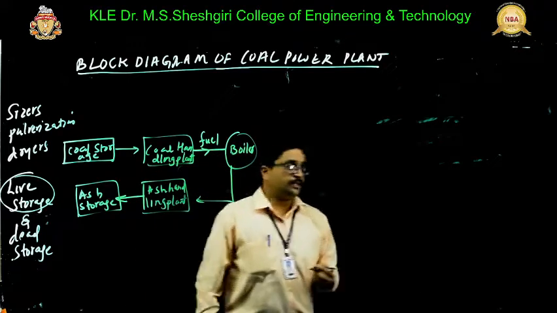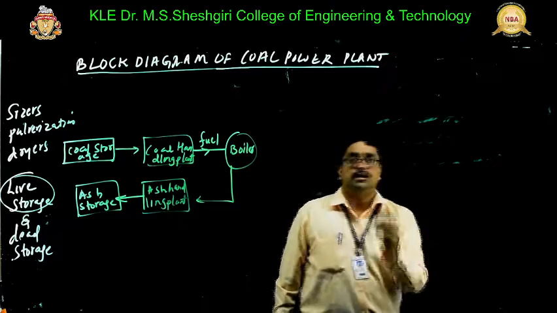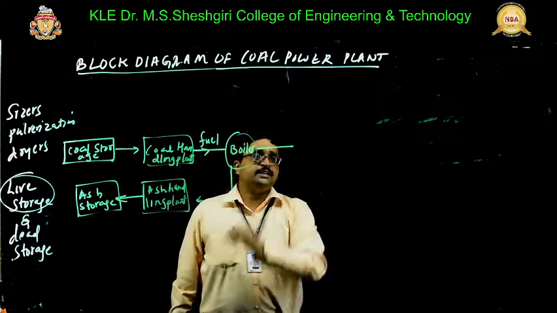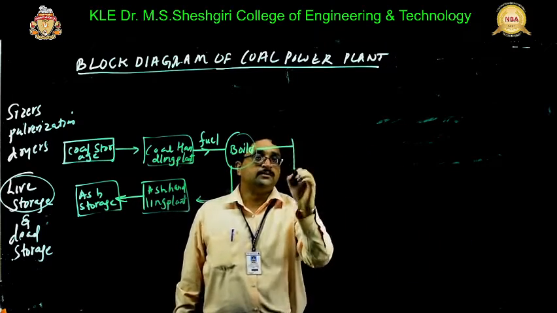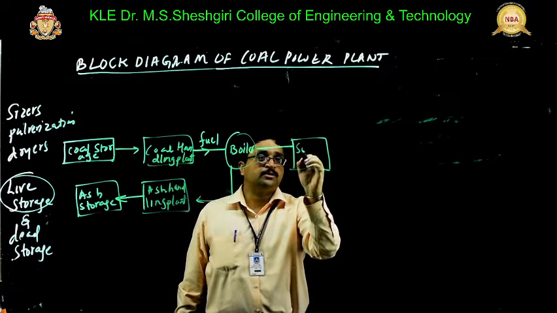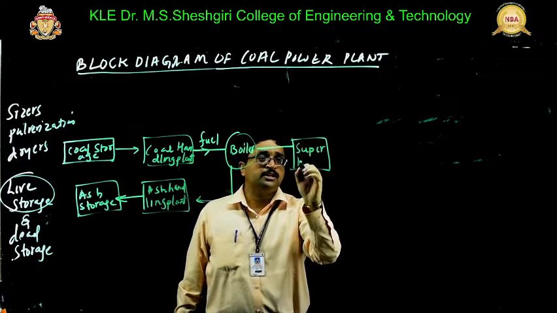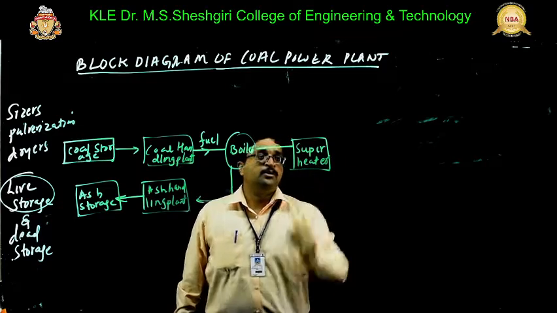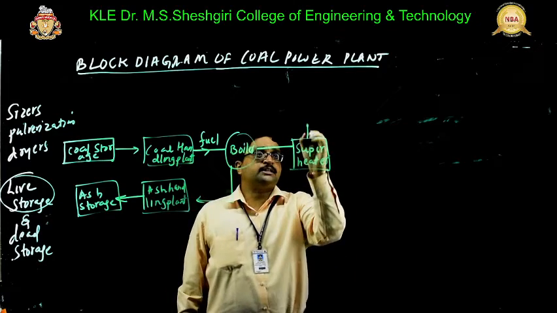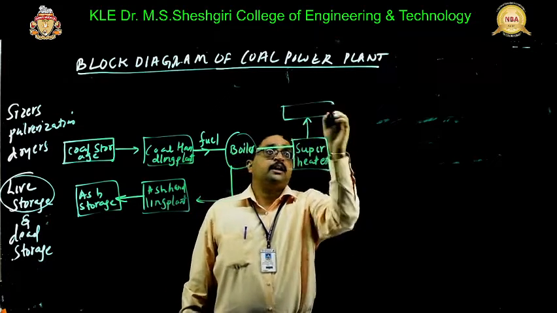Now the boiler is given to the superheater. Okay, the boiler is given to the superheater, and the superheater goes to the economizer.